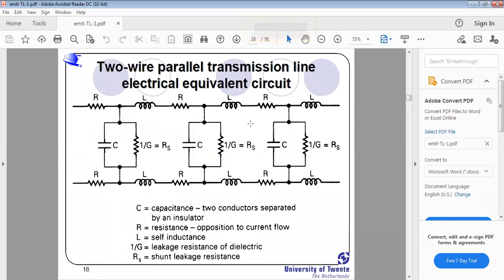See here, this is the equivalent circuit of the transmission line. Already I told you what components it has. R, L, G, C, that is resistance, inductance, conductance and capacitance, are the primary constants of the transmission line. That's why the equivalent circuit contains R, L, G, C terms. Similarly, the secondary constants are gamma and Z naught. Gamma is the propagation constant and Z naught is the characteristic impedance. Of course, it is not mentioned here, but remember that point also. This is the two-wire parallel transmission line in electrical equivalent form.